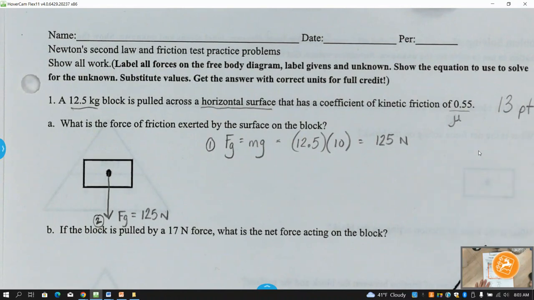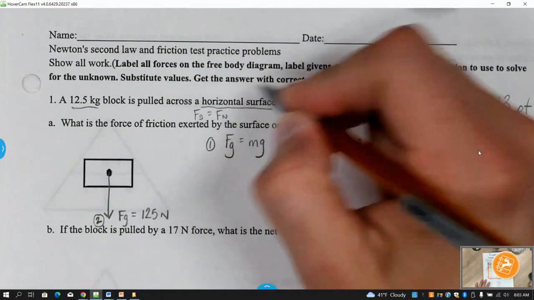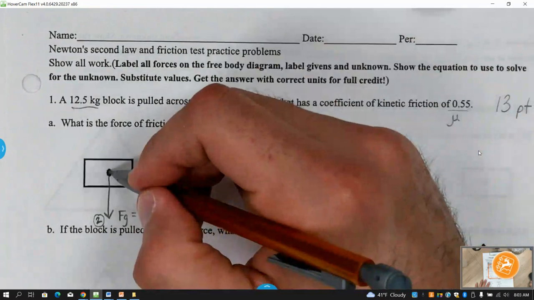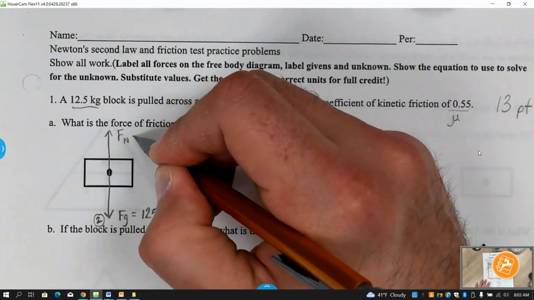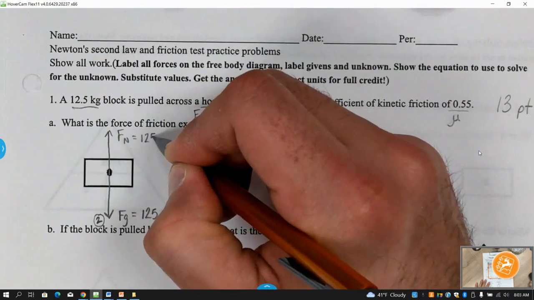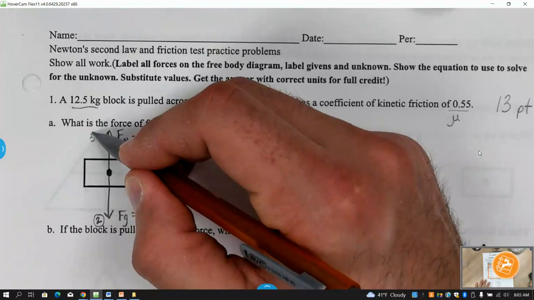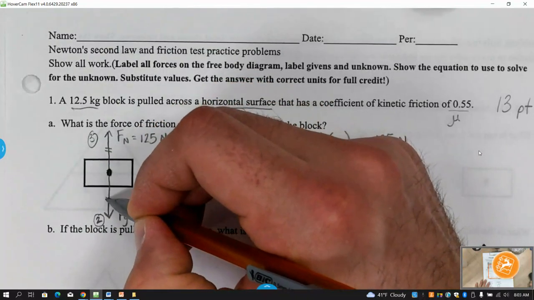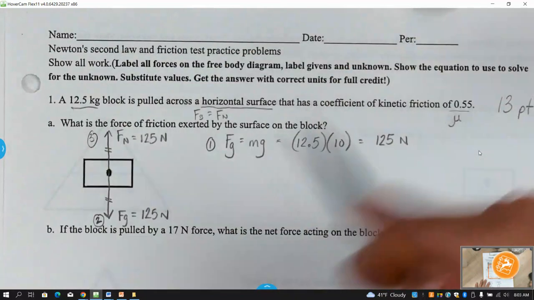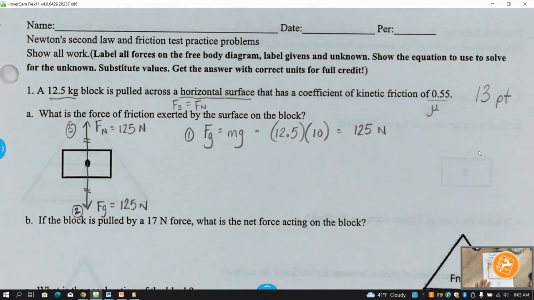Am I on a horizontal surface? So that means, all right, that Fg is equal to Fn when I'm on a horizontal surface. So guess what I get to draw right now? Yep, Fn, and it would also be equal to 125 newtons. No math is needed for that, just your understanding. I'm going to put 2 little equal lines through here so I know my top and bottom are balanced. Okay, so I got 3 points out of my total 13.